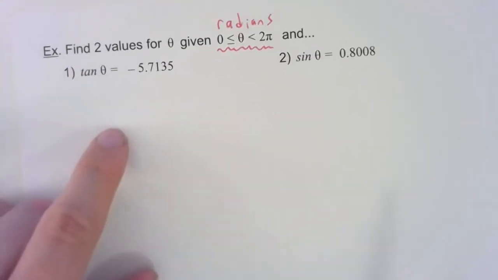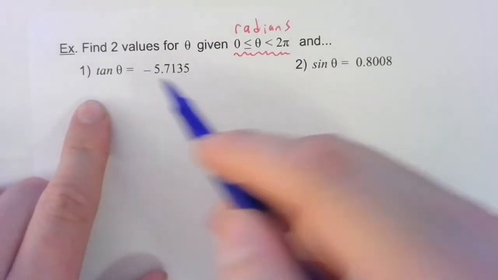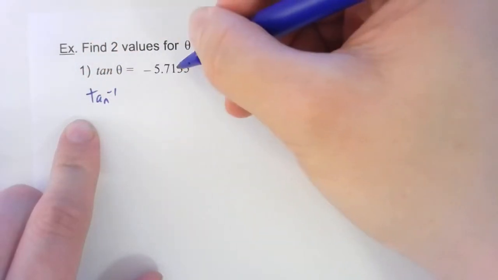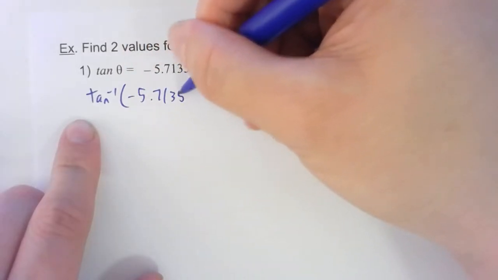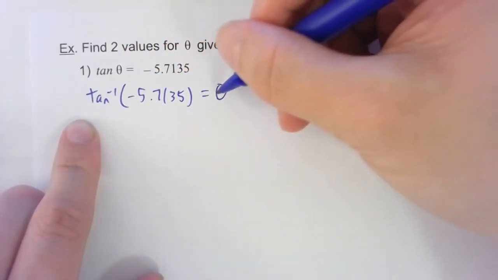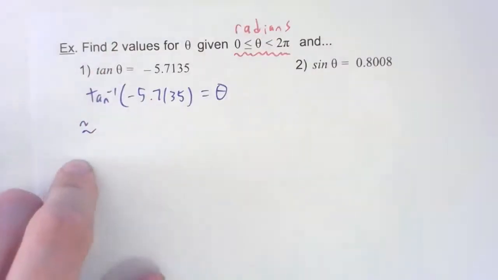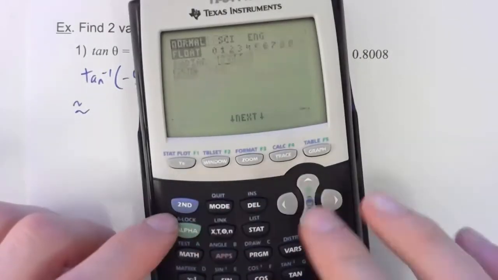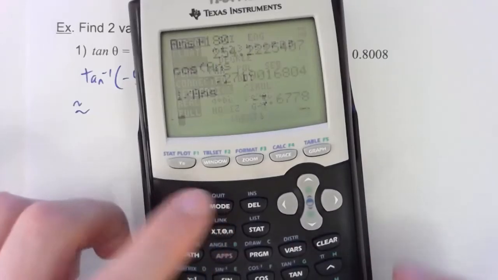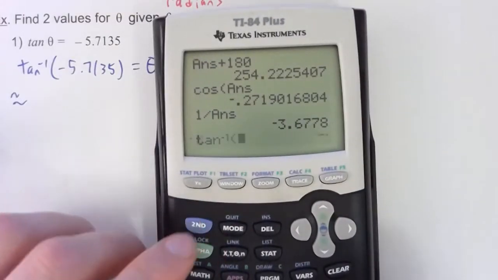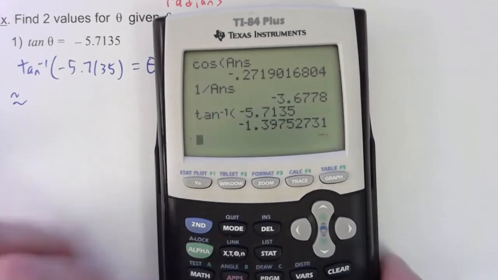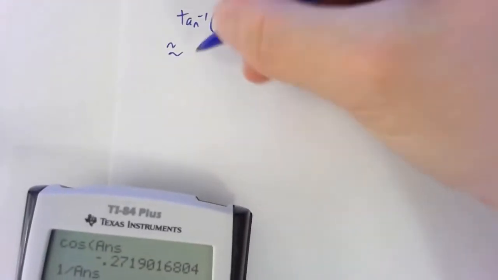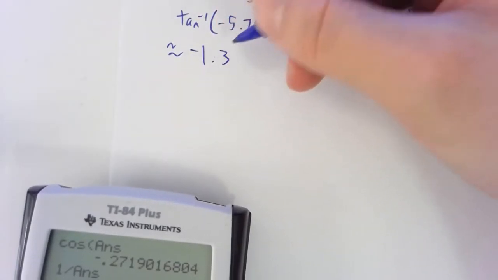All right, so we want tangent of theta equal this. So let's switch the input and output. Instead of inputting an angle and outputting a ratio, we will input the ratio and output the angle. All right. So now I need to switch my mode to radians. And we'll do inverse tangent, negative 5.7135. All right. So we get about negative 1.398.